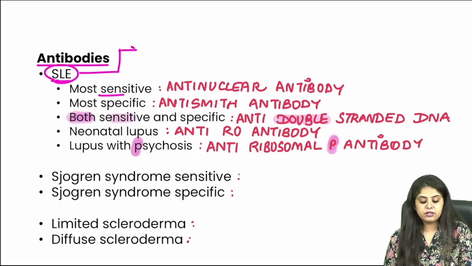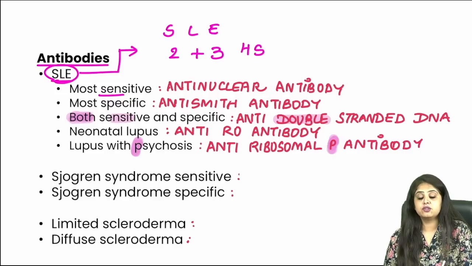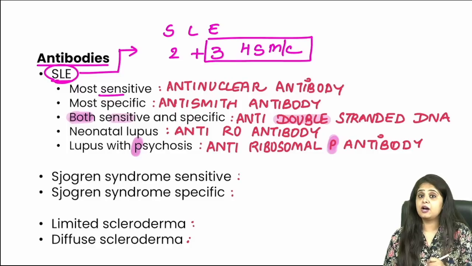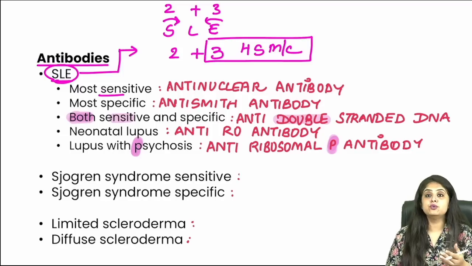If we talk about which kind of hypersensitivity reaction is SLE, it is a combination of type 2 and type 3 hypersensitivity reaction, but more commonly it is always going to be type 3 hypersensitivity. And how did we learn it? You flip the 2 S, you get a 2, you flip the E, you get a 3. So this is a combination of 2 and 3.